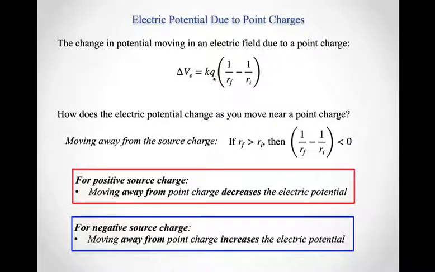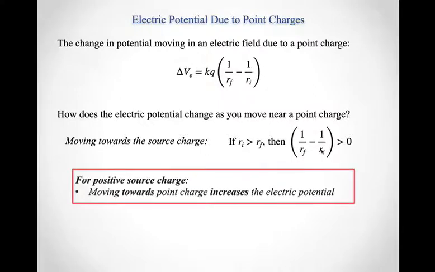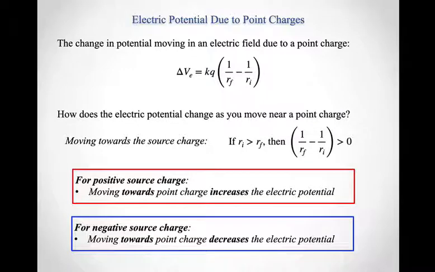It's whether my source charge is positive or negative that I care about. That's that Q. It's a source charge, not a test charge. If I move away from my positive source charge, the electric potential decreases. If I move away from my negative source charge, the electric potential increases. What if I move towards the source charge? Then obviously that term inside the parentheses changes. My initial distance from the source charge to the point in space is now greater than my final distance to the point in space. The term inside the parentheses is positive, and so now if I have a positive source charge, moving towards that source charge increases the electric potential. If my source charge is negative, moving towards the source charge decreases the electric potential.